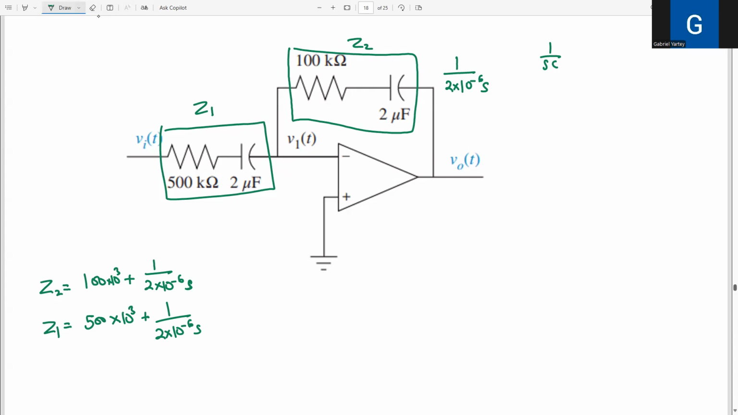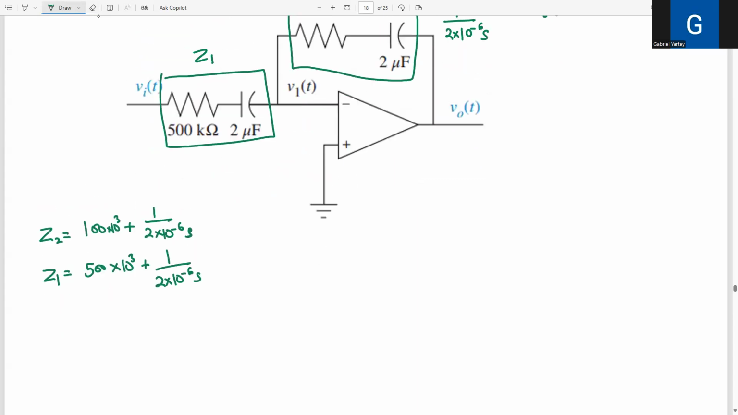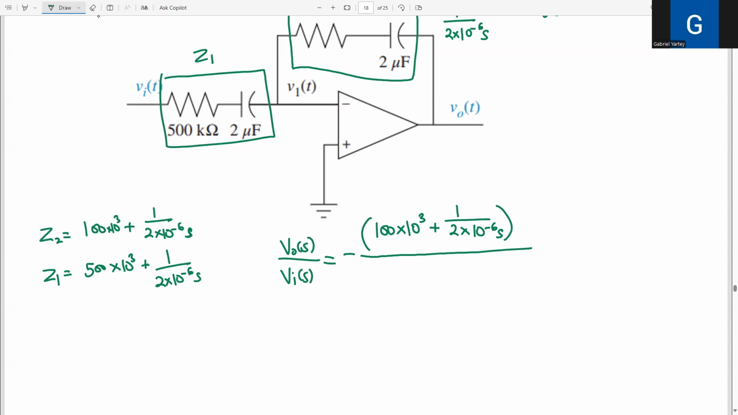So according to what we found, the op-amp Vo(S) over Vi(S) is therefore equal to minus 100 times 10 raised to the power 3 plus 1 over 2 times 10 raised to the power minus 6 S, all divided by 500 times 10 raised to the power 3 plus 1 over 2 times 10 raised to the power minus 6 S.